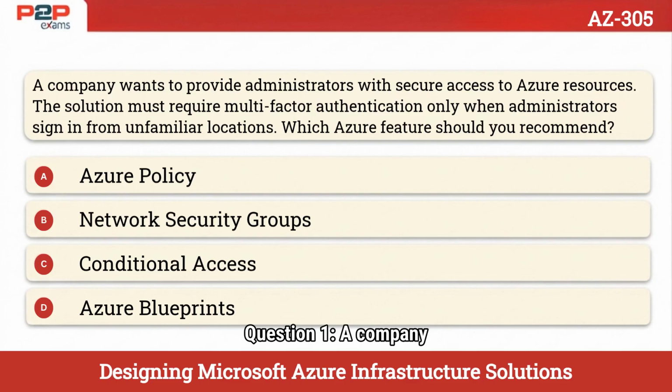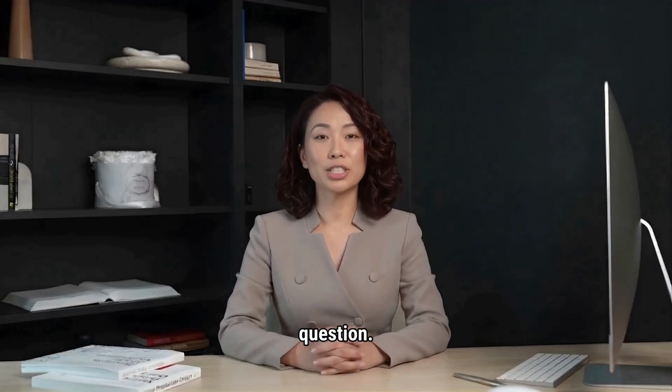Question 1. A company wants to provide administrators with secure access to Azure resources. The solution must require multi-factor authentication only when administrators sign in from unfamiliar locations. Which Azure feature should you recommend? A. Azure Policy. B. Network Security Groups. C. Conditional Access. D. Azure Blueprints. Here's your first practice question.